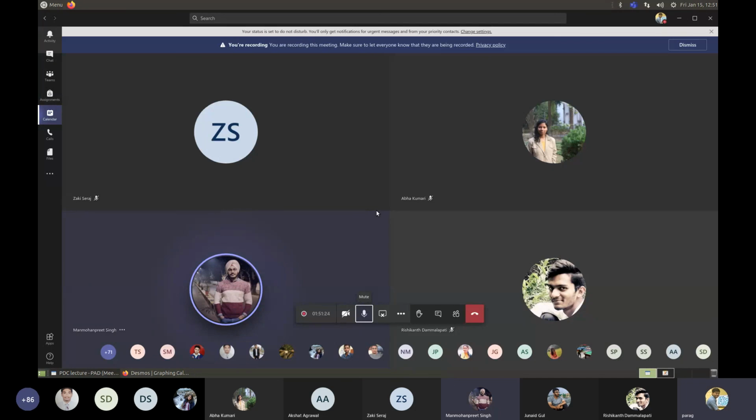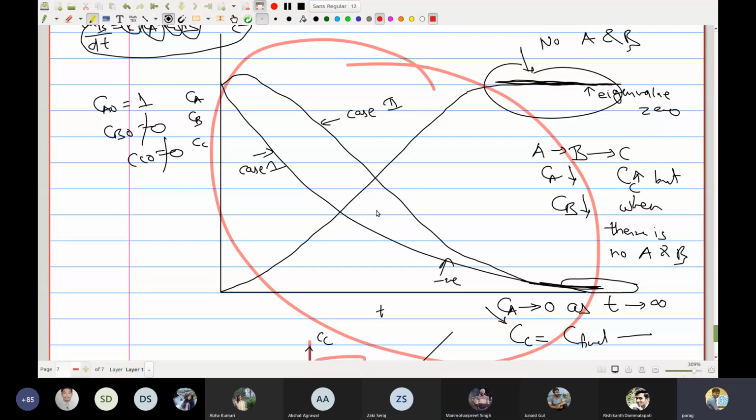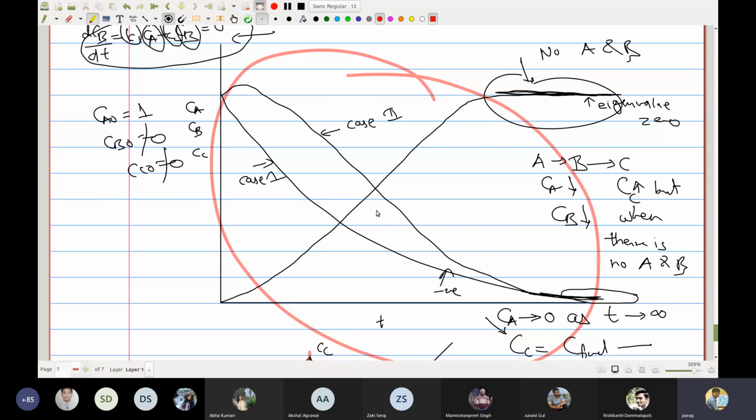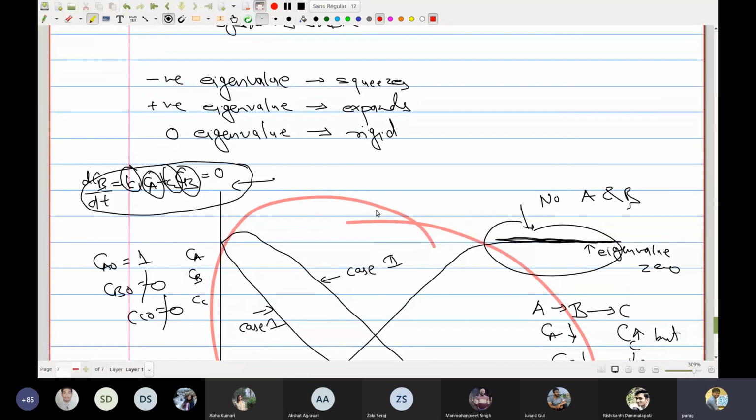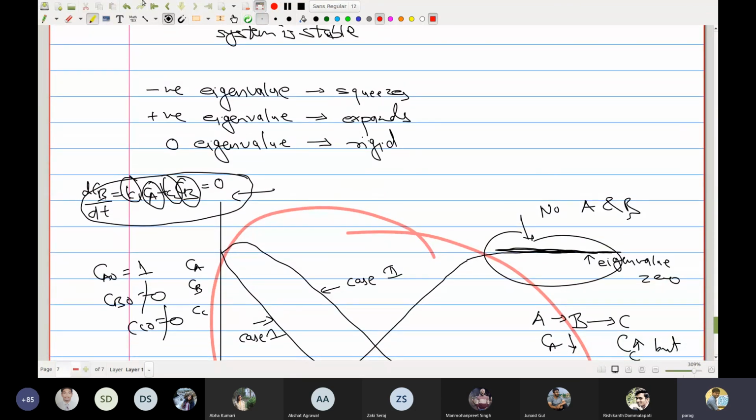Hello. Yes. Sir, can you please re-explain the part where you said the significance of the eigenvalue that's 0? Okay, yes. Fine. So where did we go? Okay, fine. So we will take an example from a first order system, and it is applicable for all the orders. It's easy to understand the first order system.